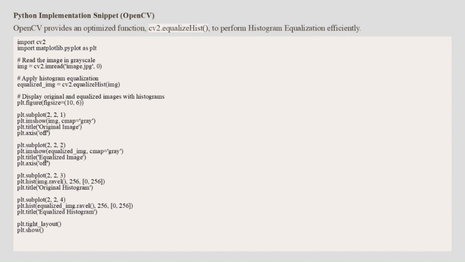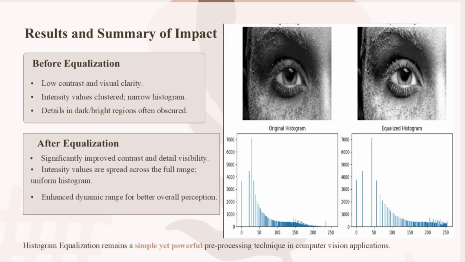Here's the same code that I executed in Jupyter Notebook. This demonstrates how histogram equalization enhances the contrast of an image effectively. Here are the final results. Before equalization, the image had poor contrast and appeared dull. After equalization, the image looks brighter, with details visible in both light and dark areas. The histograms clearly show the difference. The original histogram is narrow, while the equalized one is spread over the full range.